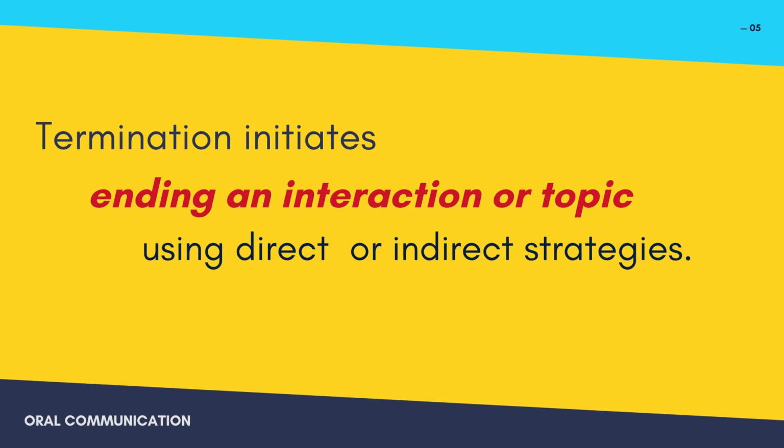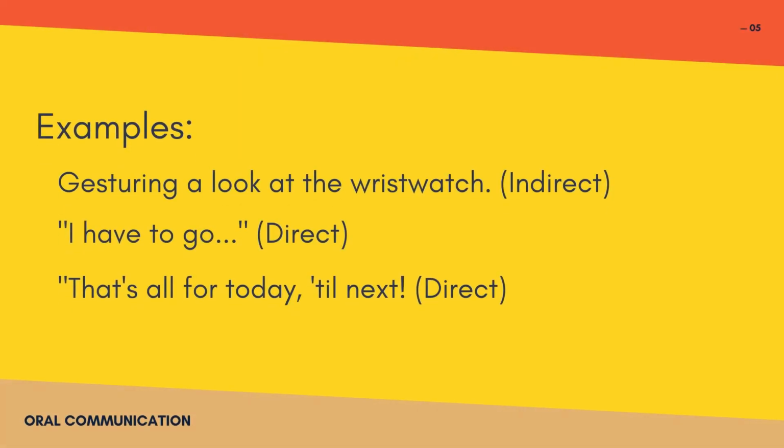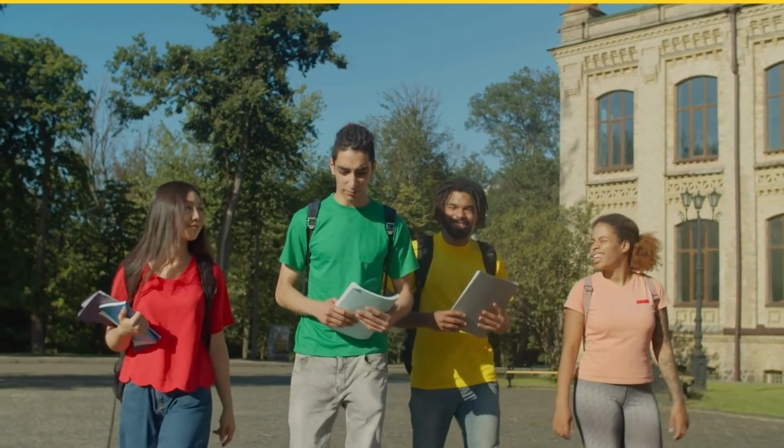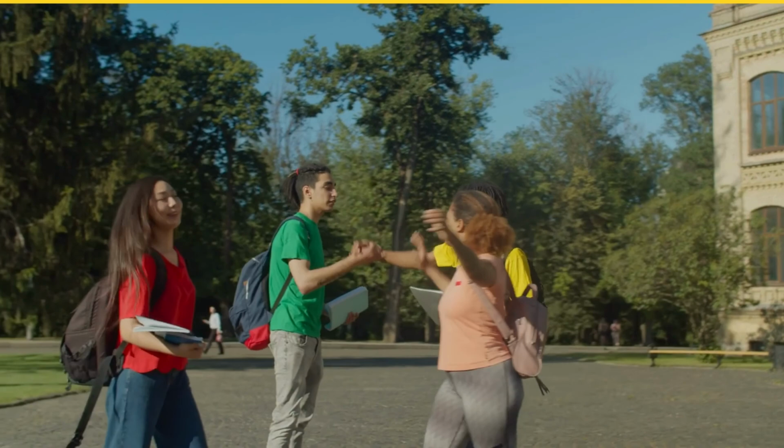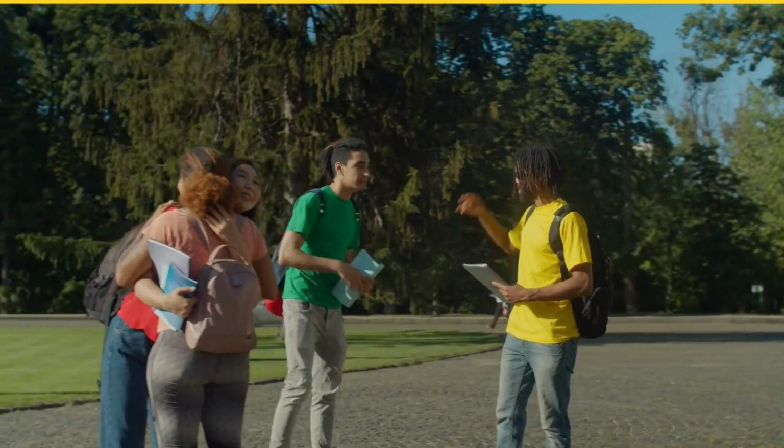Here are the following examples. Gesturing a look at the wristwatch is an indirect way to prompt an end to a conversation, and the direct way is to say it simply: "I have to go," or "That's all for today, till next." And oh, how we love termination in class. When the teacher says, "Goodbye, class," that's one termination you like to hear after a tiring school day.